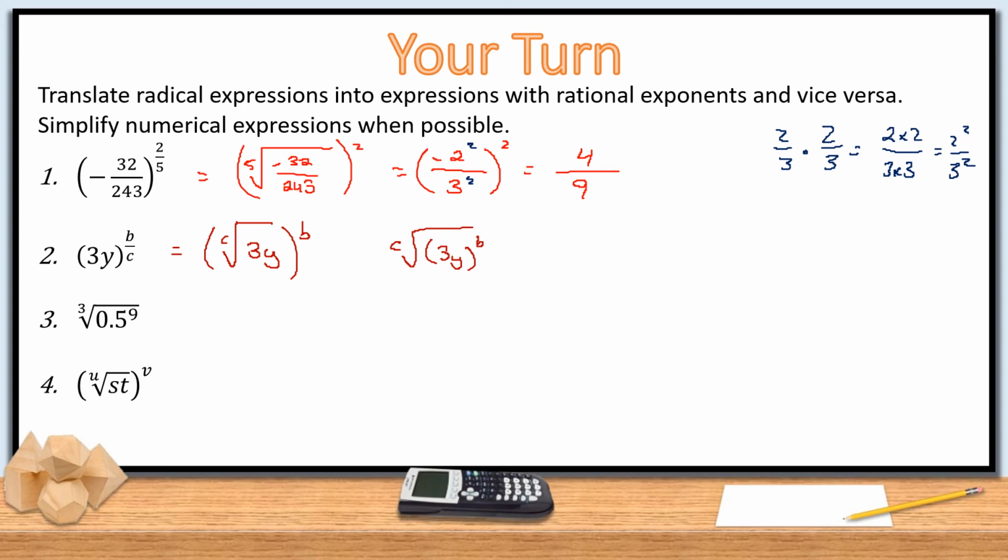Now, emphasis on having the parentheses in there. If you do c root of 3y b, at the moment, the way you've written this, it is 3 times y to the power of b. Like the 3 does not get the exponent the way it's currently written. It has to be in parentheses if the exponent is going to apply to both parts. So just be careful of that.